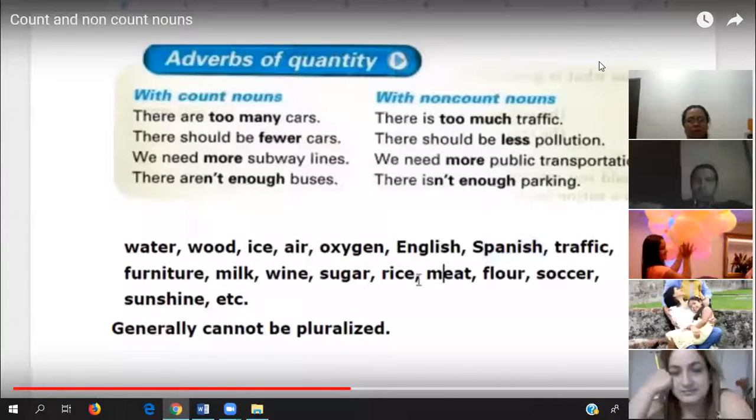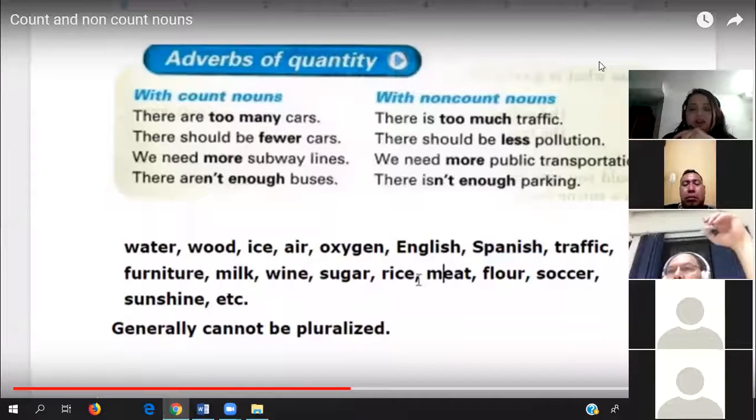Okay, you can unmute microphones now. And let's read some of the sentences. Read them with me, okay?